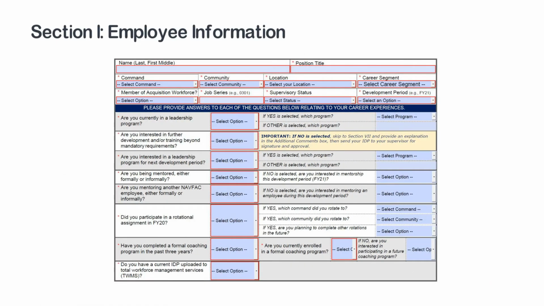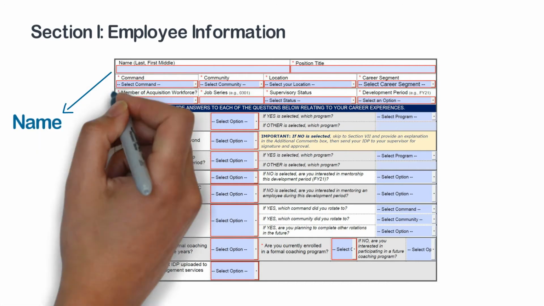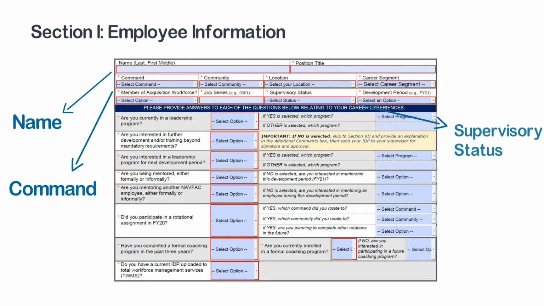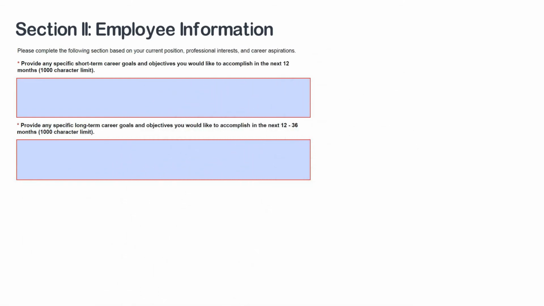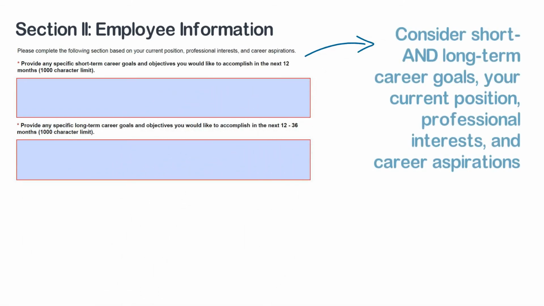Section 1 is where you'll fill out your employee profile information, like your name, command position, and whether you have supervisory responsibilities. Section 2 is where you identify your goals. Think about your short-term and your long-term goals, your current position, professional interests, and your career aspirations. Take your time. Consider where you see yourself in the next 12 months, and then where you want to be in 36 months and beyond.